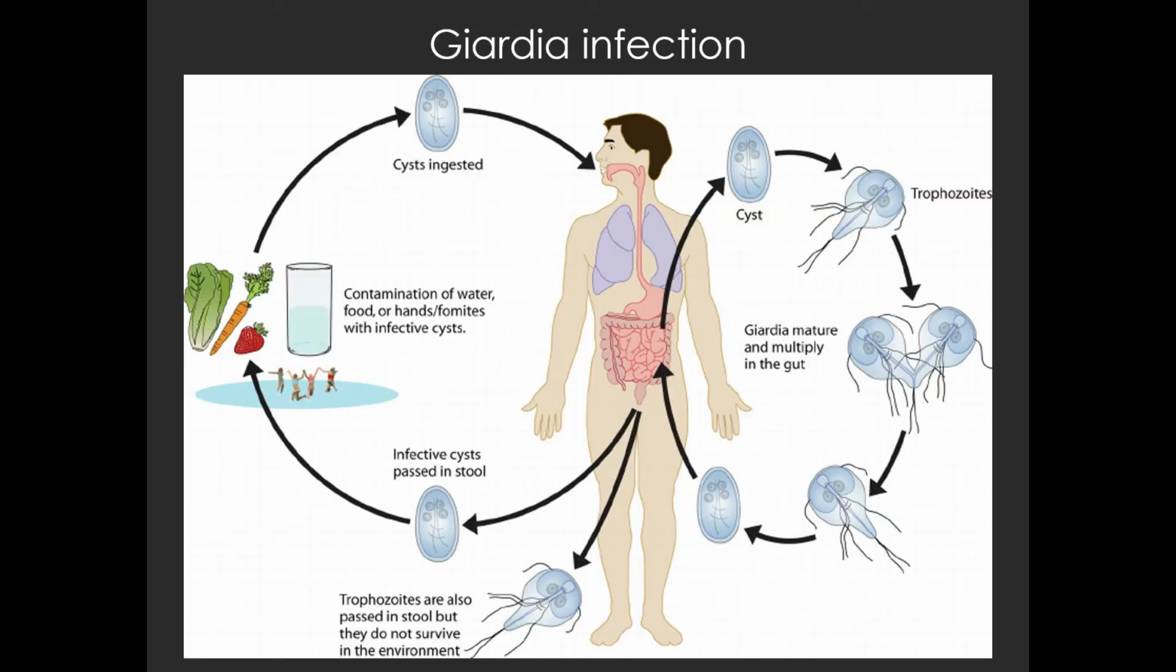So how do you get this? Again, you ingest a cyst either from contaminated water, from your hands, from food, from a fomite. That cyst is digested in your stomach. The trophozoite moves to the intestinal wall where it adheres, and they mature and multiply via sexual or asexual reproduction. Some of them then form into cysts, and both the trophozoites and the cysts are passed in the stool, but it's the cysts that persist in the environment and are capable of causing infection in another host. If another host were to take up a trophozoite, it would be digested in the stomach and you wouldn't get infected.